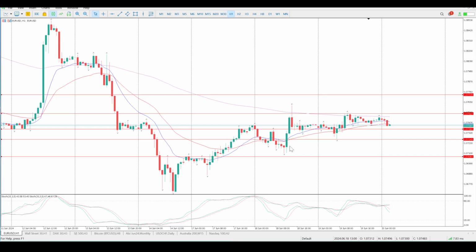So I think this is a range. I think it's probably going to just expand in its range for a little bit longer. We are waiting for some data, and we're waiting for the Feds. So yeah, I'm sitting quietly.